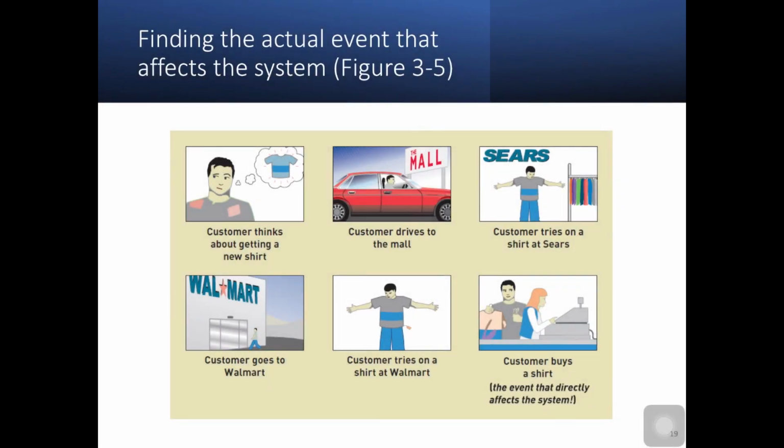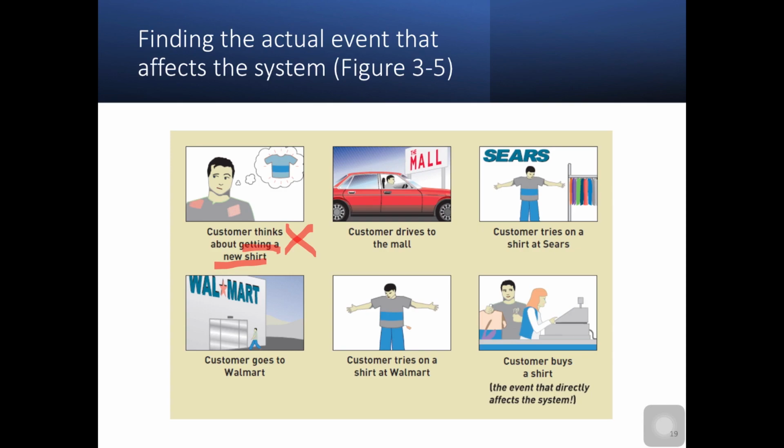In using the event technique, it is very important for you to identify the actual events that affect the system and events that don't affect the system. For example, in this diagram, there are 6 events, but we need to carefully identify which event will affect the system. For example, customer thinks about getting a new shirt. Will it impact the system? No. Why? Because the customer just thinks about it. It has nothing to do with the system.